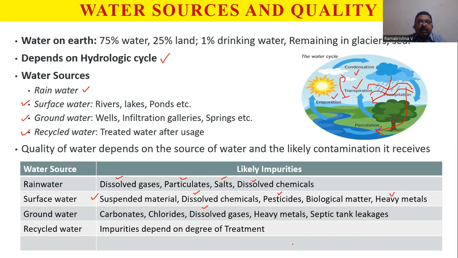And septic tank leakages, wherever possible, will also be another problem where you are having the contamination in the groundwater. Recycled water is also there, but we have treatment plants normally constructed in every place, but the quantity and quality of the impurities depends on the degree of treatment.